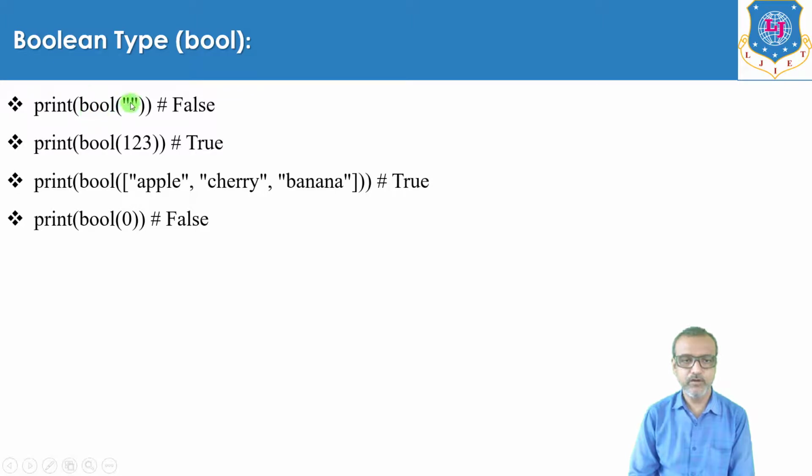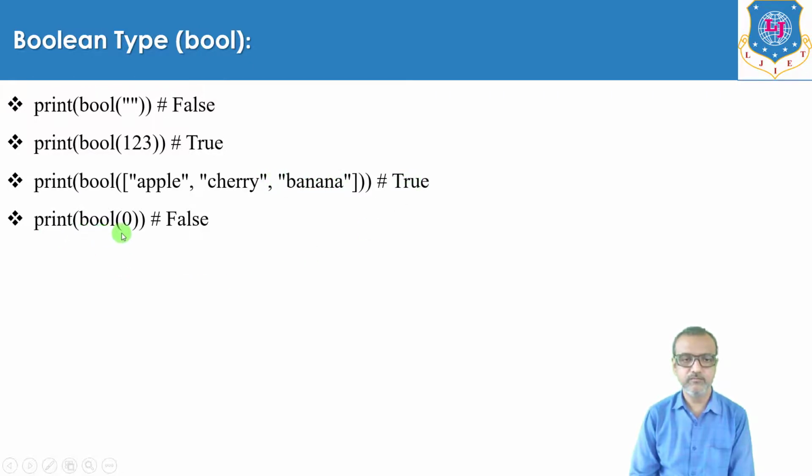Now print bool of empty string. See, empty string will give you the output as false. So the output of this print statement, that is false. Now print of bool of 123. Any integer or any value, it will give you the true as an output. So print of bool of 123 will give you the output as true. Then after print of bool of C, this is a list, and in this list we have 3 elements. So definitely the output of this will be true.